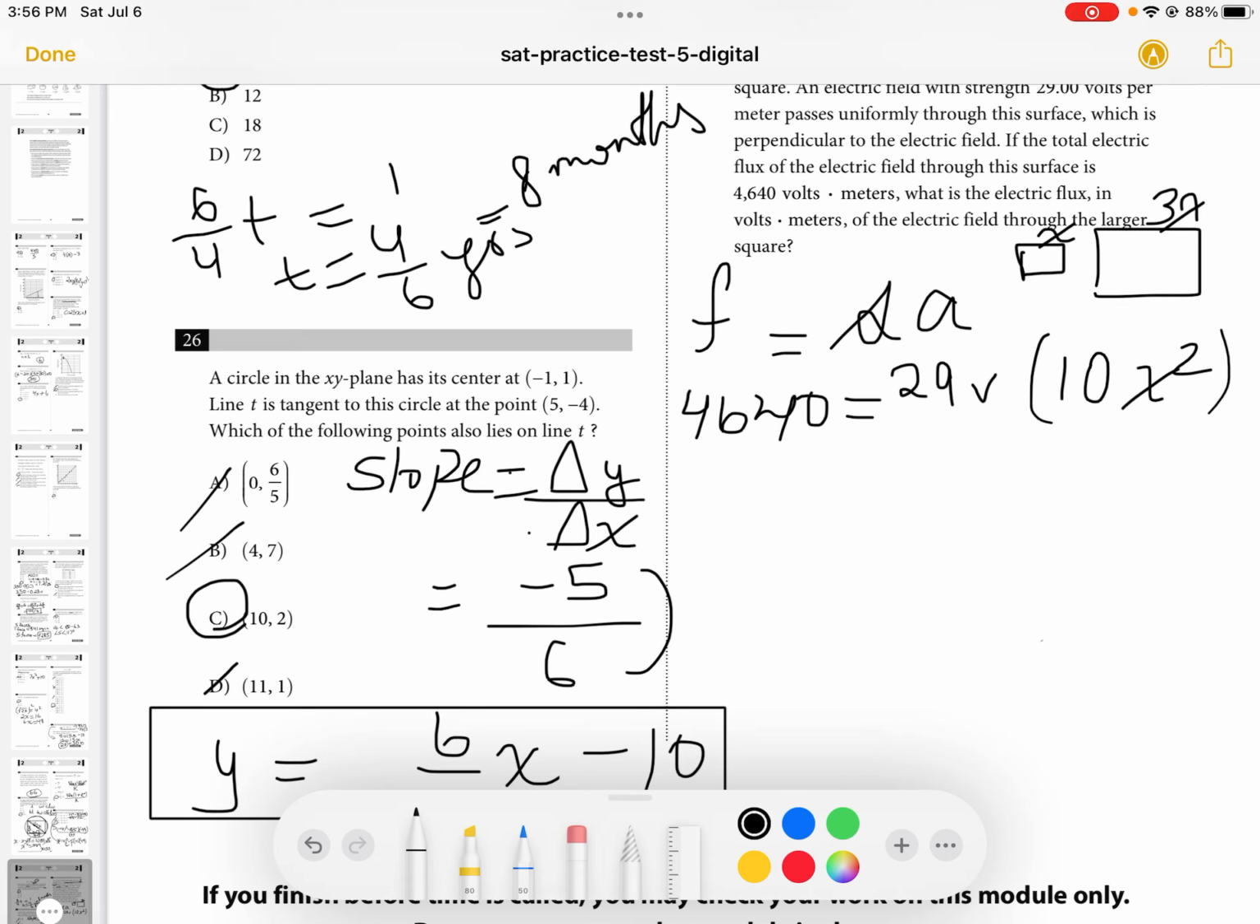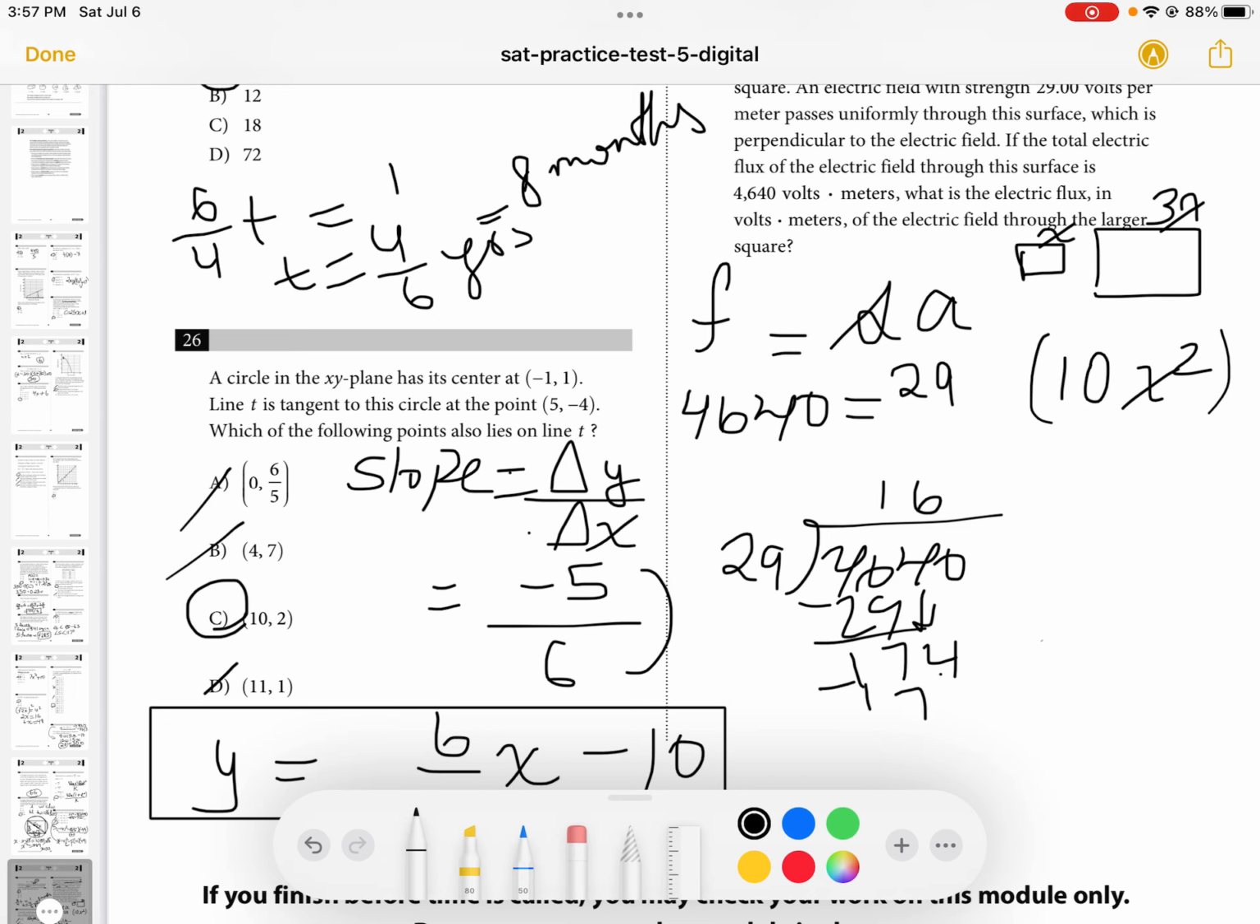Okay, now it's time to divide 4,640 divided by 29. The volts we can ignore because that's just a unit. Let's keep everything in numbers for now. So 4,640 divided by 29 is... Let's see, 29 times 6 is 174. Yeah, 120 plus 54 is 174. Okay, good. 174, 0. You have an extra 0 left, so it's 160.